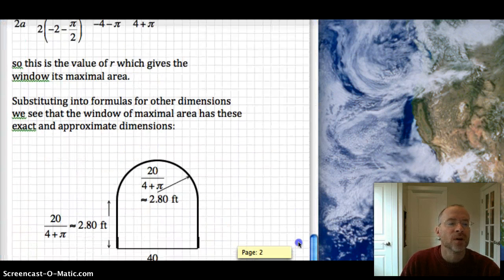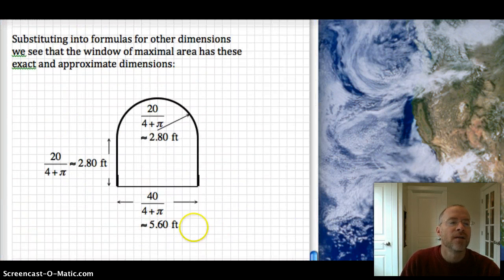It takes a little bit of work, but it's just math 95. You get 40 over 4 plus pi as this dimension, and 20 over 4 plus pi as this dimension, approximating about 5.6 feet and 2.8 feet. And of course the radius is also approximately 2.8 feet. And that would give you the maximum area.